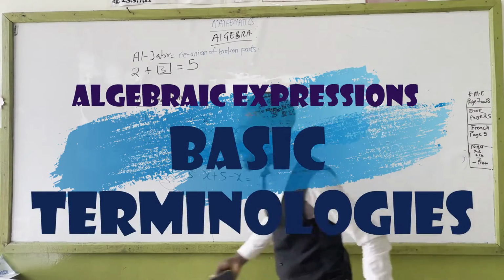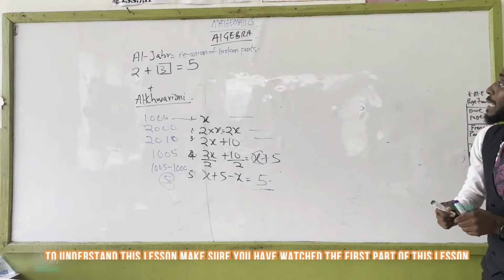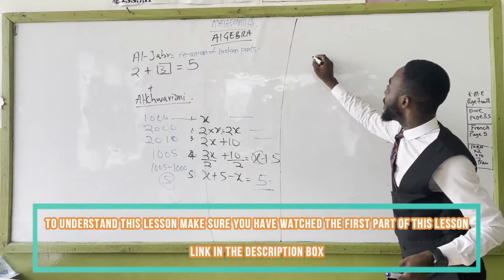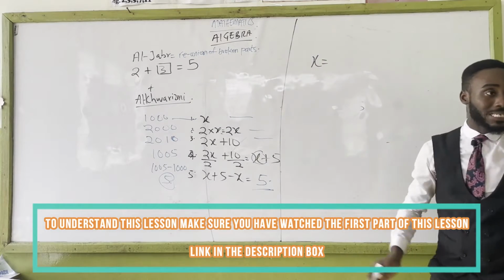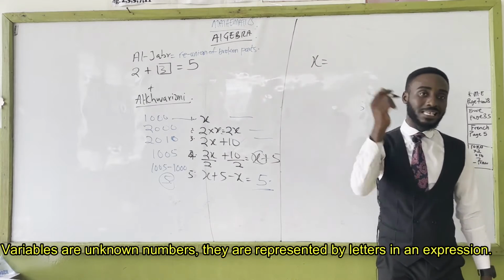Now, this number that you don't know, in maths we call it a V word. It's called a variable. Say variable. Variable. So the letters A, B, C, D, but we use X. So X is called a variable.